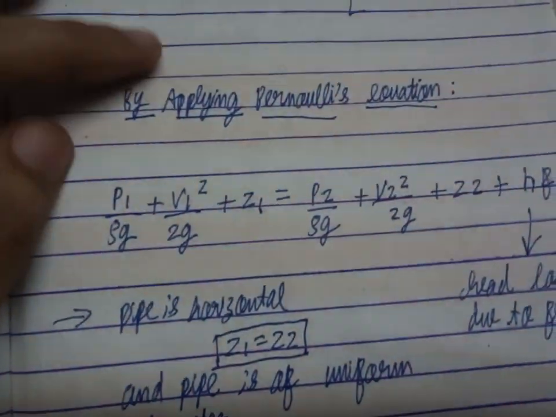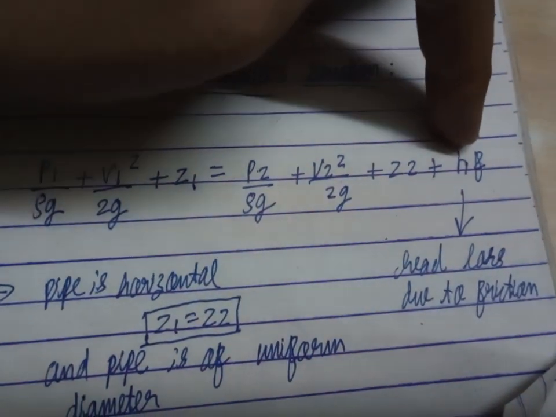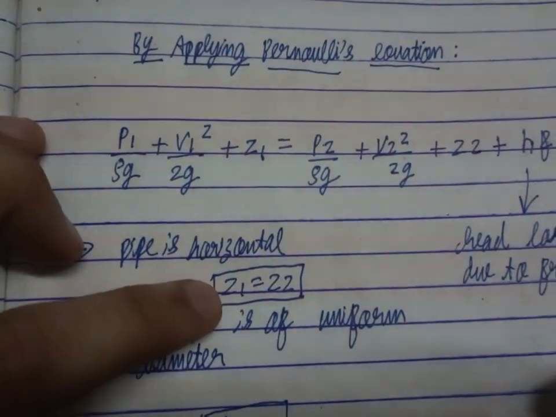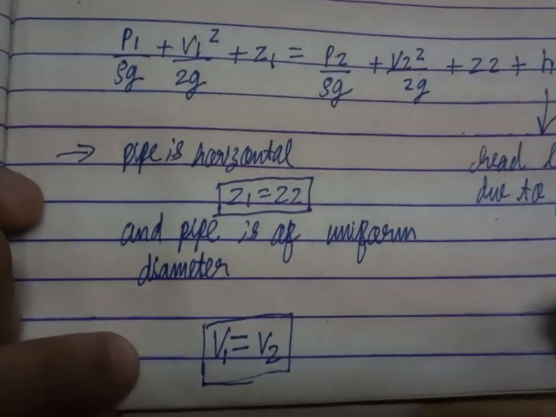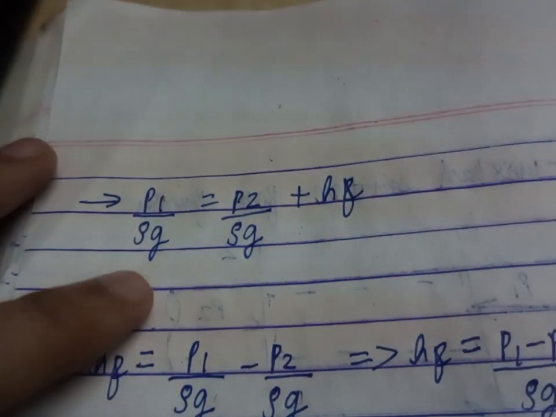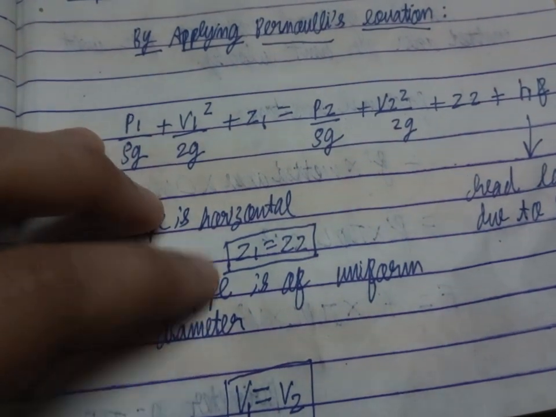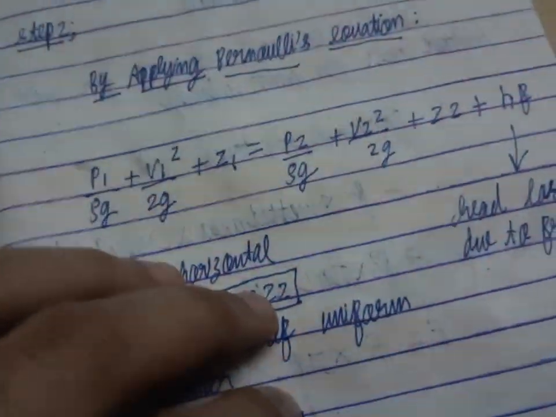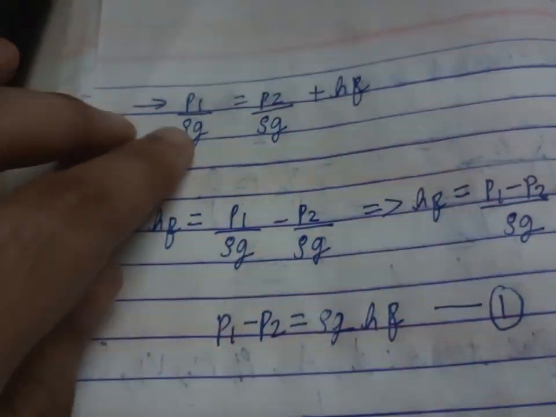So we apply Bernoulli's equation, wherein HF is given as head loss due to friction. Because the pipe is horizontal, Z1 is equal to Z2, and because the pipe is of uniform diameter, V1 is equal to V2. So we get P1 by rho g is equal to P2 by rho g plus HF. How do we get it? As Z1 is equal to Z2 and V1 is equal to V2, these cancel out, and because the velocities are equal, this also cancels out. So we get this equation.